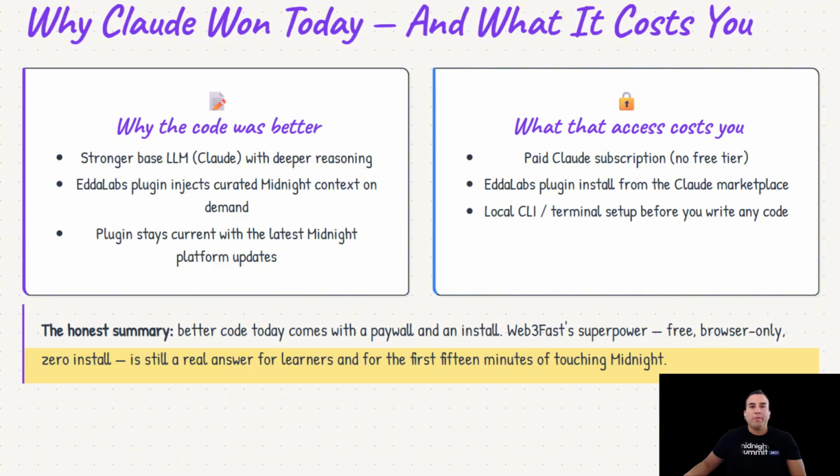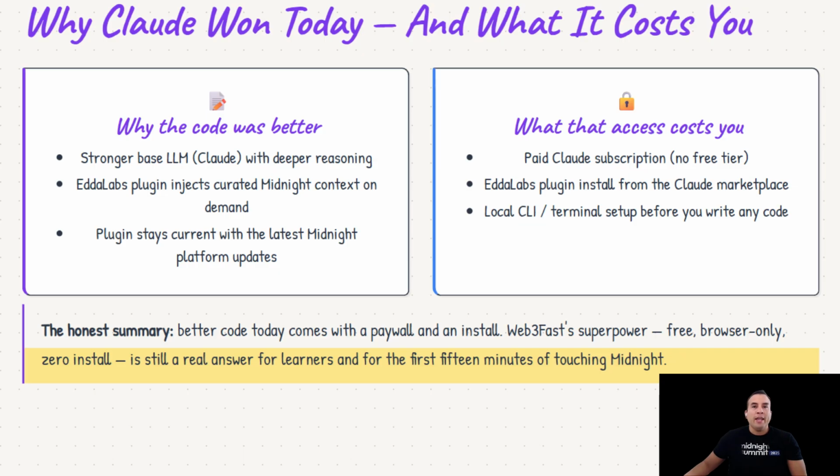Pulling it together, Claude Code was better across every contract, and the report card made that objective. 2 reasons. First, the underlying LLM. Claude is a stronger reasoning model than whatever hosted model Web3 Fast's operator has wired in today, and that shows up on the harder prompts, guest list and election.